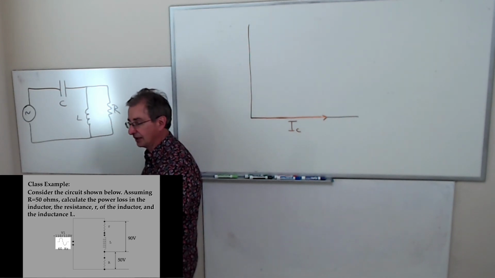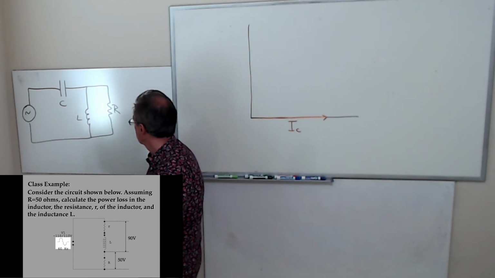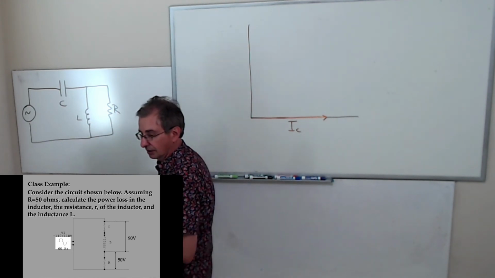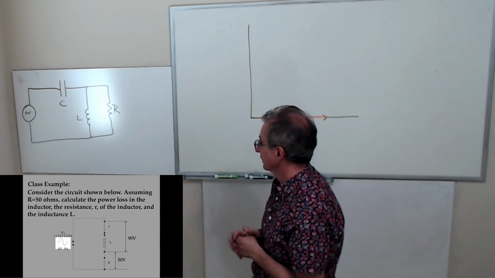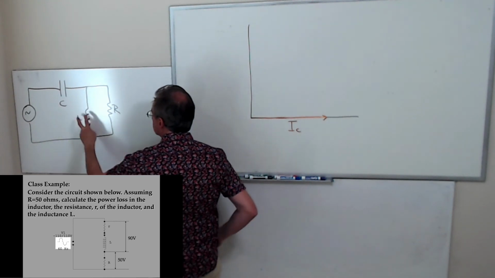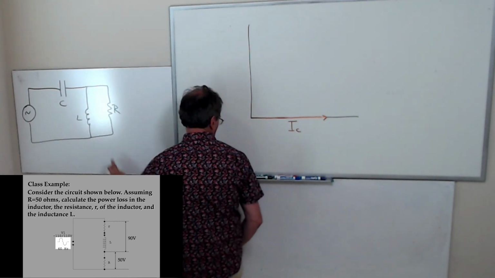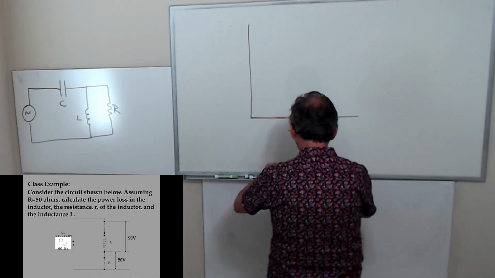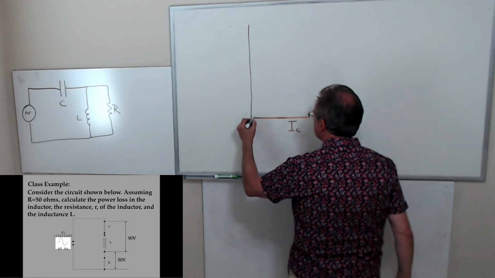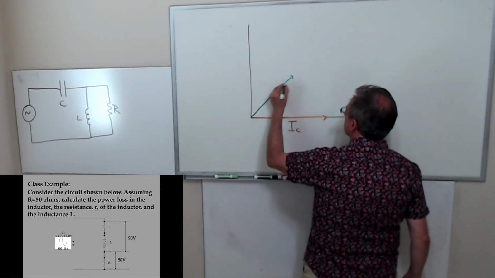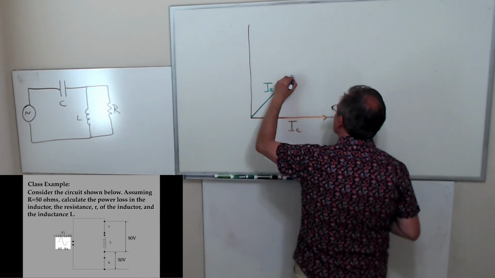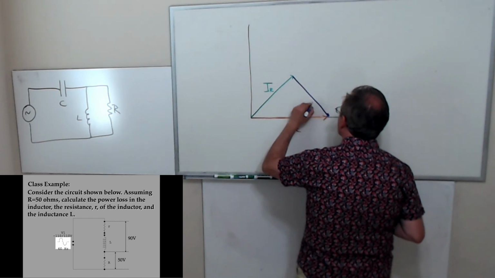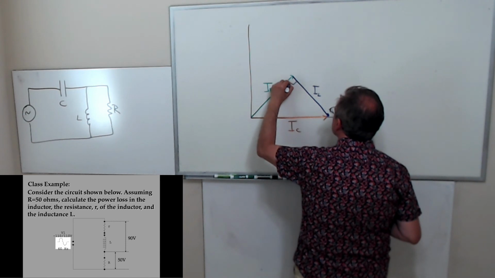The current through the resistor is in phase with its voltage. But the current through the inductor lags the voltage across the inductor. And the sum of these two currents has to be equal to the other. So these two currents are 90 degrees apart. And so I sub R looks like this. I sub L looks like this. This is 90 degrees.